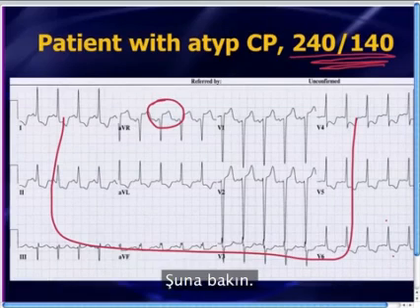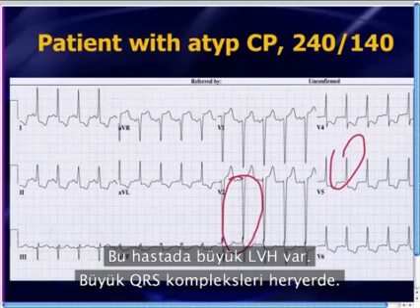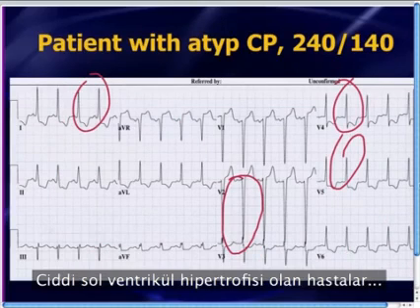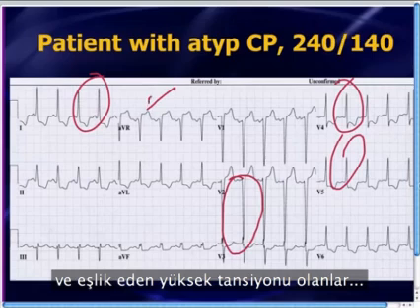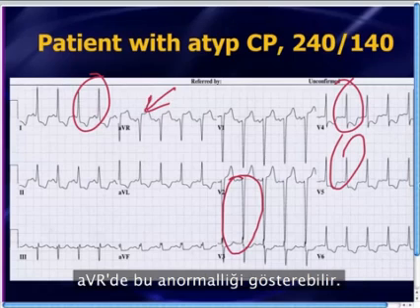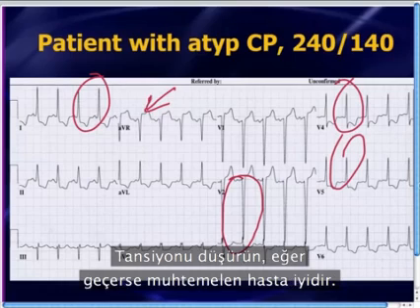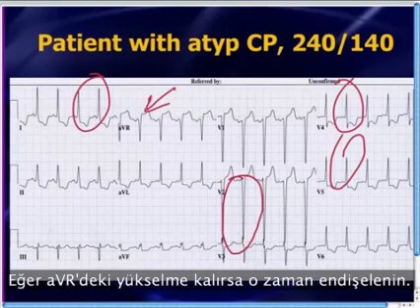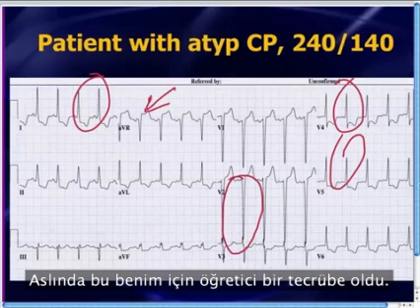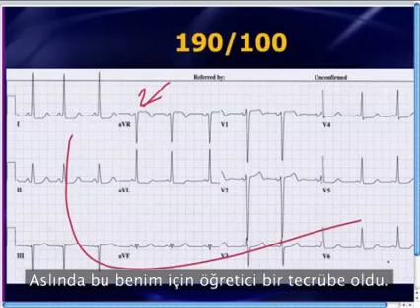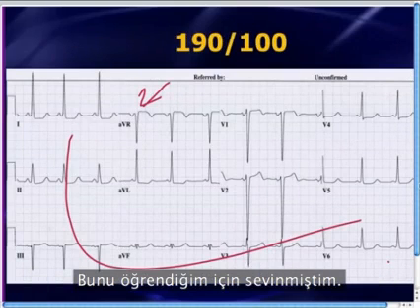Take a look at this. This patient's got big time LVH, right? Big QRS complexes all over the place. Patients with severe LVH and concurrent severely elevated blood pressure can manifest this abnormality and lead to ST elevation in aVR, and that can be a normal finding. Get the blood pressure down, and if it goes away, it's probably fine. If the elevation in aVR persists, then you'd probably need to worry about that. All right. Now, this was again a new learning experience for me, so I was happy to learn about that.